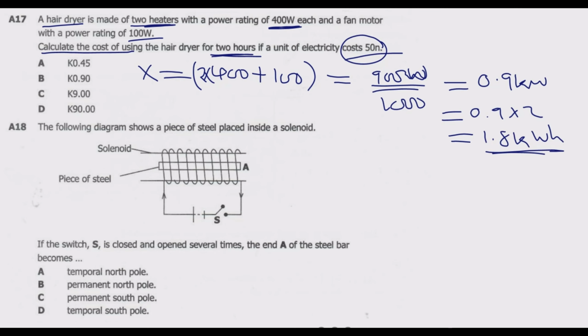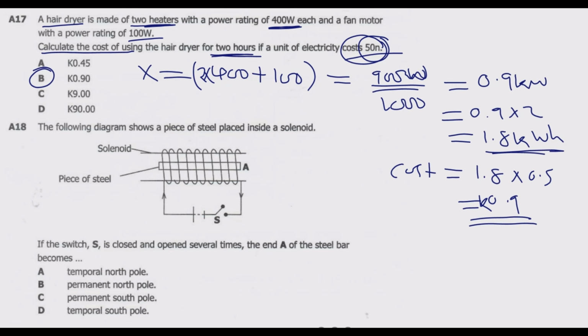Then multiply by the price per unit, so we have 1.8 multiplied by the price to find the cost, which is 0.5. We end up with 0.9 kwacha. So 0.9 kwacha is the answer, which is B. We move to question 18.